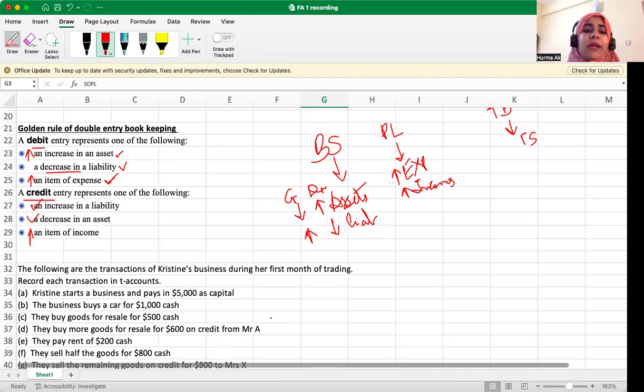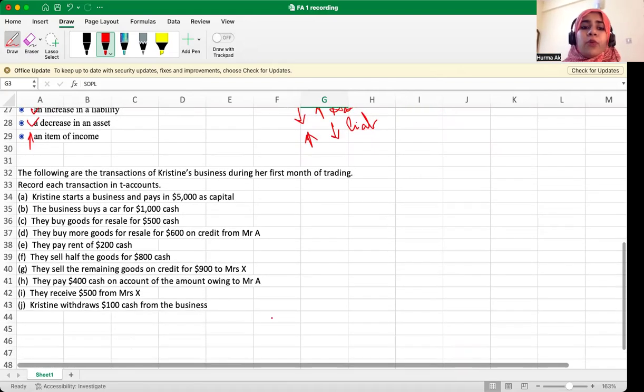Okay, let's have a look at a few examples. Now we're going to apply it, right? So we're going to make the golden rules stronger. And how are we going to do that? Through more practice, isn't it? So let's look at the first one.